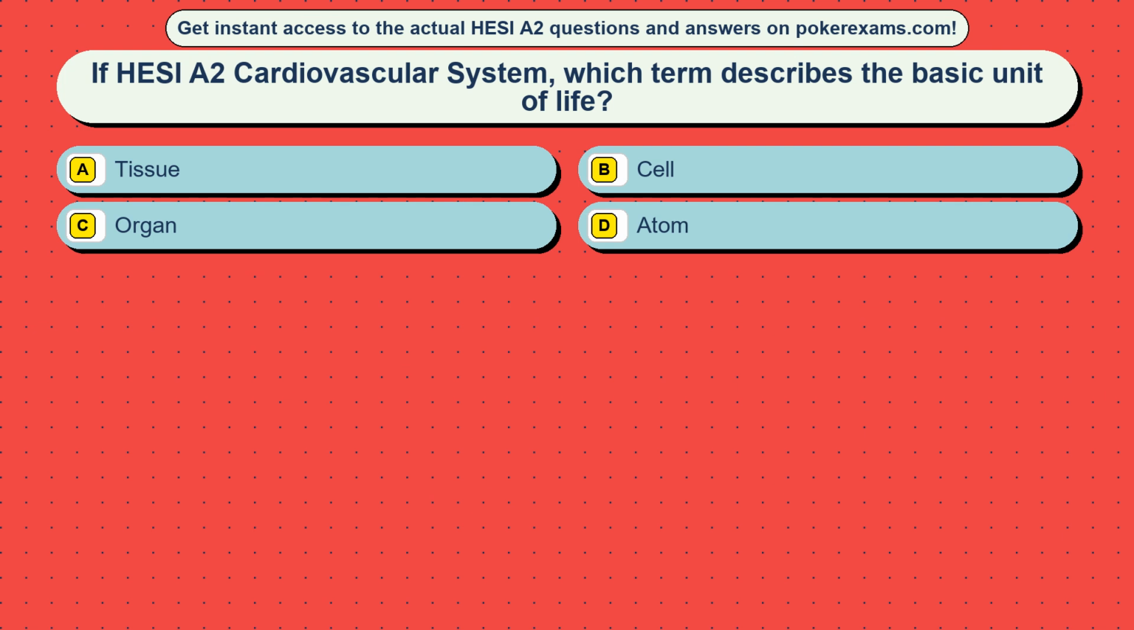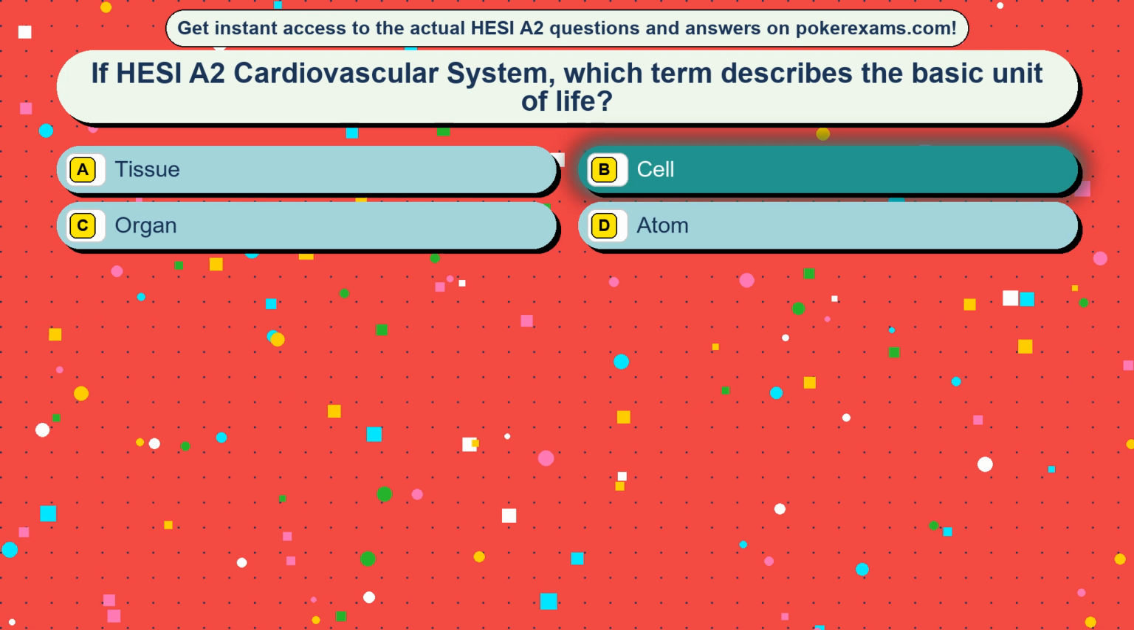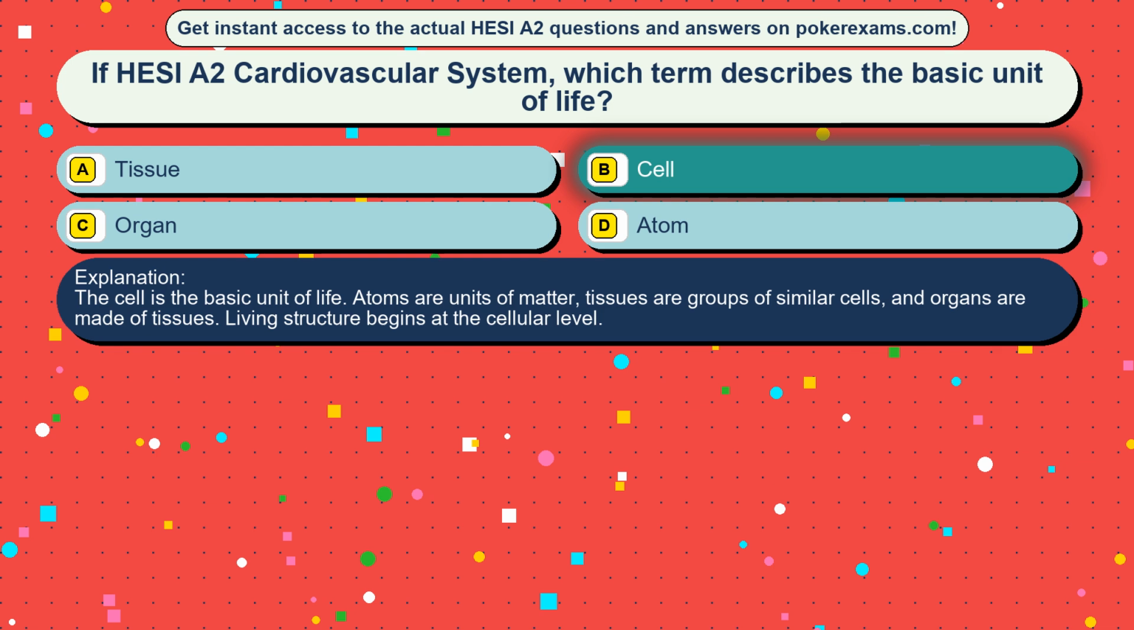Question 30. If HESI A2 cardiovascular system, which term describes the basic unit of life? Option A tissue, option B cell, option C organ, option D atom. The correct answer is option B, cell. The cell is the basic unit of life. Atoms are units of matter, tissues are groups of similar cells, and organs are made of tissues. Living structure begins at the cellular level.